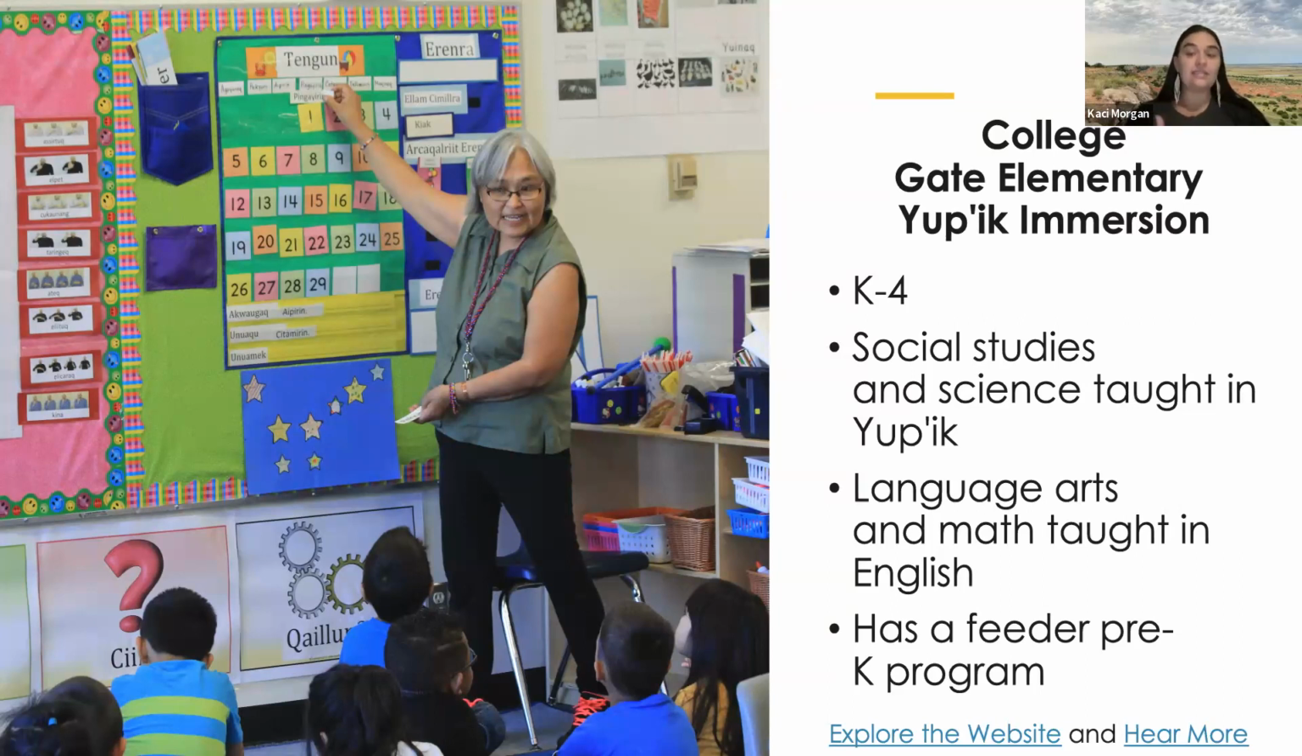In CollegeGate's case, they split instruction 50-50 between UPIC and English daily. So you would start in the morning, either in an English class or a UPIC class, and then you would switch halfway through the day. And so their split is not only done by daily instructional time, but across content as well. And we will look at different types of splits in more detail in just a moment. And so in their case, social studies and science are taught in UPIC, and then language arts and math are taught in English.